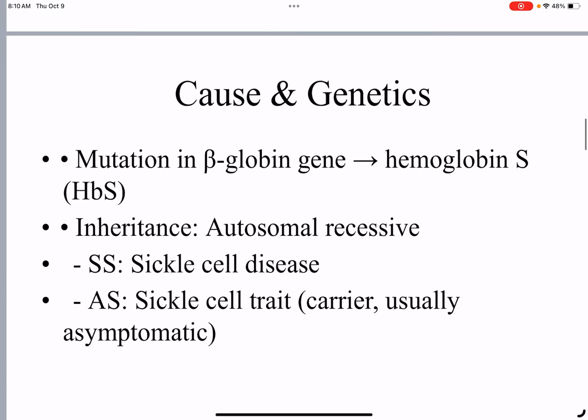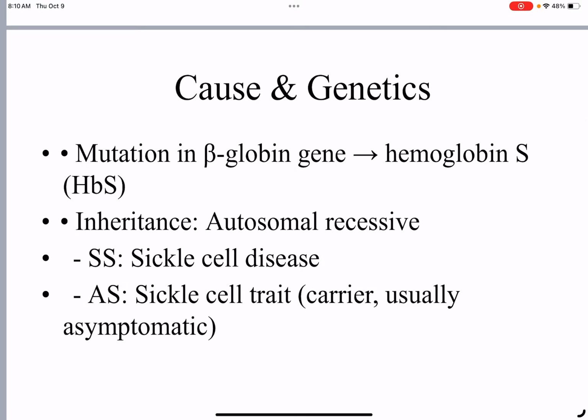In terms of the cause and the genetics, you have to have a mutation in the beta globin gene. And when this happens, you have the amino acid valine being replaced by glutamic acid.